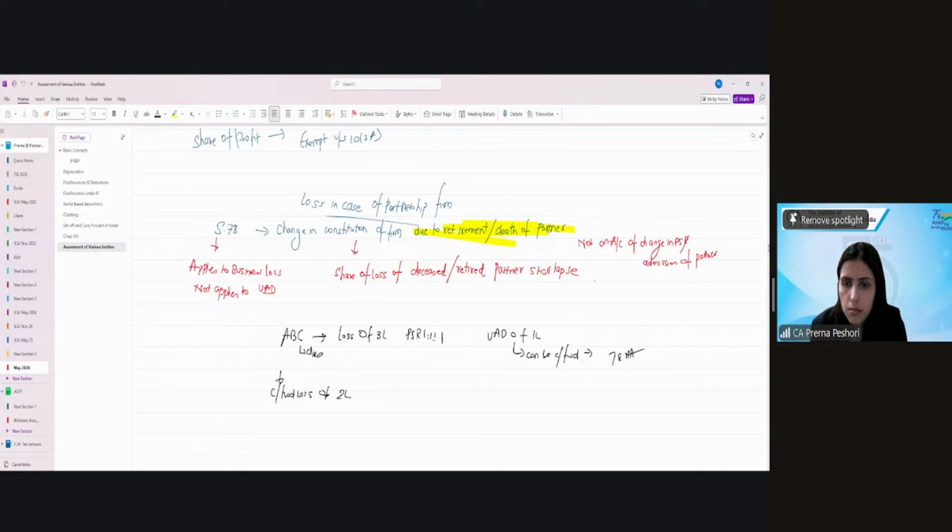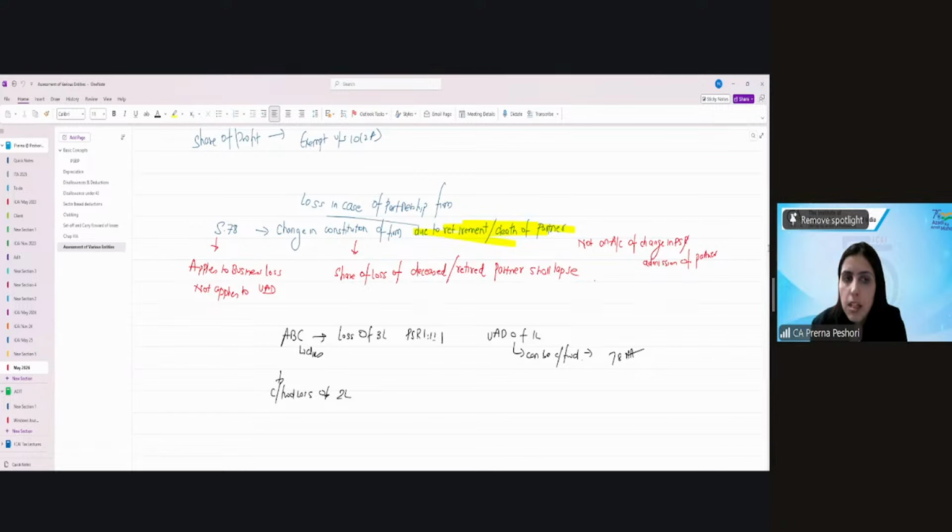In the hands of the partner, it is taxable under 28(5) as PGBP income. If some remuneration is disallowed in the hands of the firm, then it will not be taxable in the hands of the partners. Then interest on the capital is the same, but it should be 12% and everything else is the same. TDS under section 194T is 10% if it is greater than 20,000.